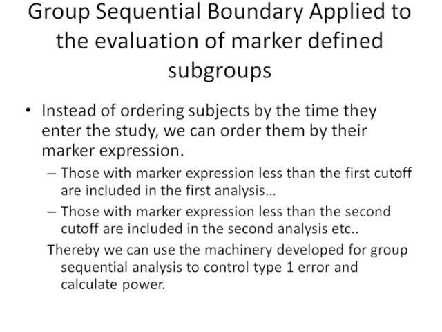Okay, so how can we apply the group sequential framework to the evaluation of marker-defined subsets? Well, instead of ordering subjects by the time they enter the study, we can order them by their marker expression. Those with marker expression less than the first cutoff are included in the first analysis. Those with marker expression less than the second cutoff are included in the second analysis, etc. Thereby, we can use the machinery developed for group sequential analysis to control type 1 error and calculate power.